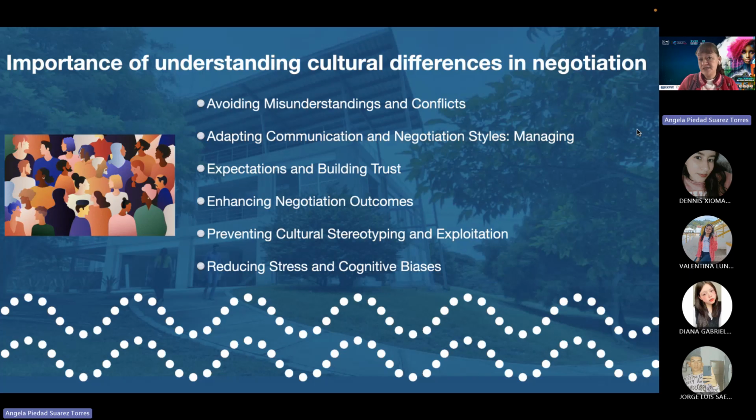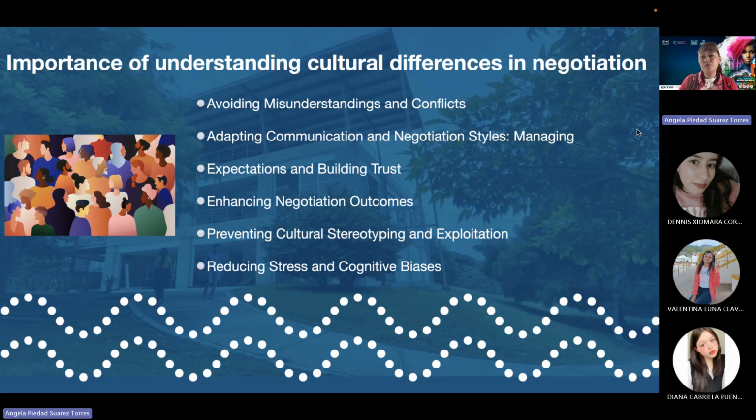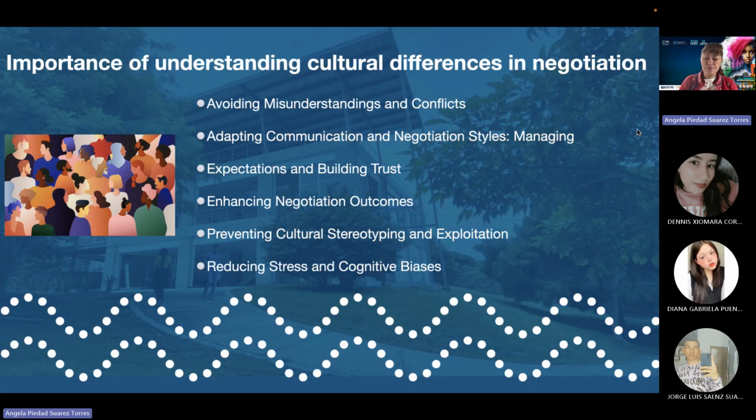For example, first of all, avoiding misunderstandings and conflicts. Different cultures interpret the same words, actions, and gestures differently. Before, I was telling you about the way that we move our hands, the expression of our face. Sometimes we say something and with our face we're saying something different. We have to be very careful with those elements, because sometimes they are more important than what we're saying. So it depends on the culture how they will understand or interpret the same words, actions, or gestures.